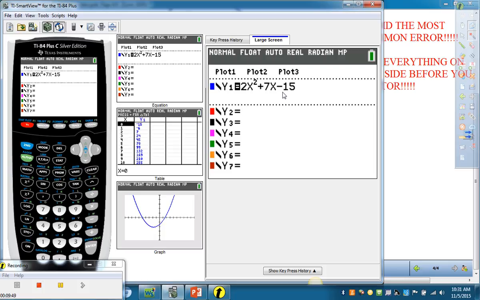So once you put this in your y equals, we're going to go to the window. And we're going to set the window so that we can hopefully see our equation. This may take a little playing.